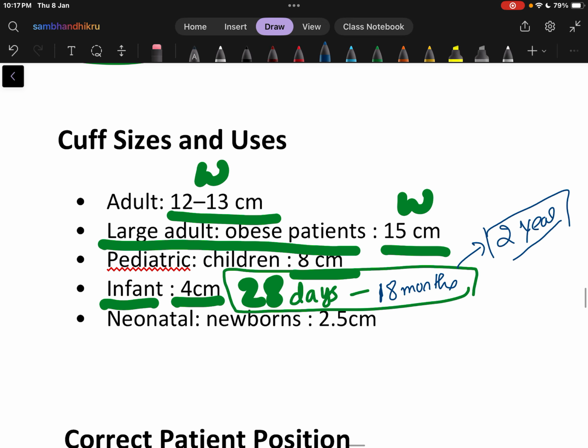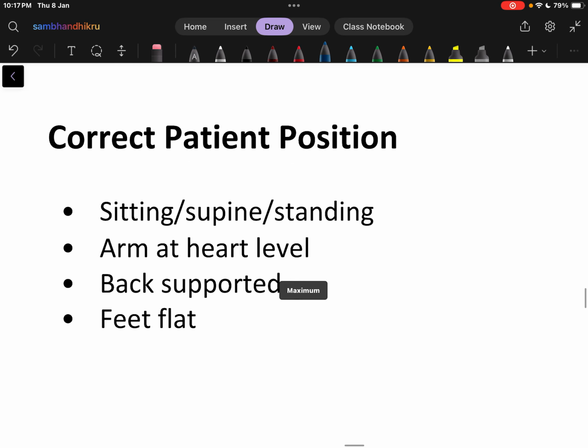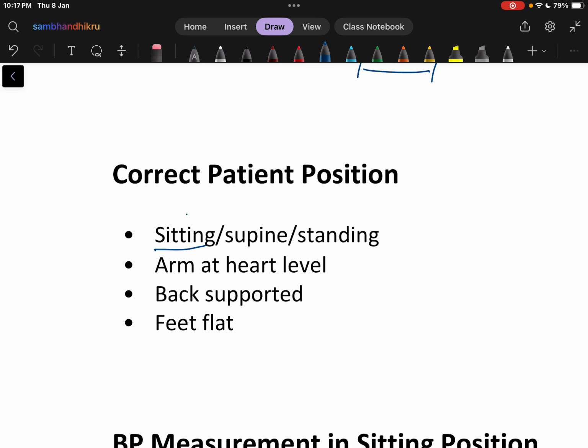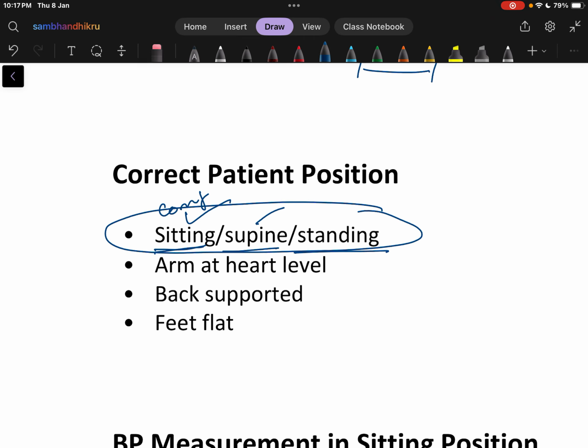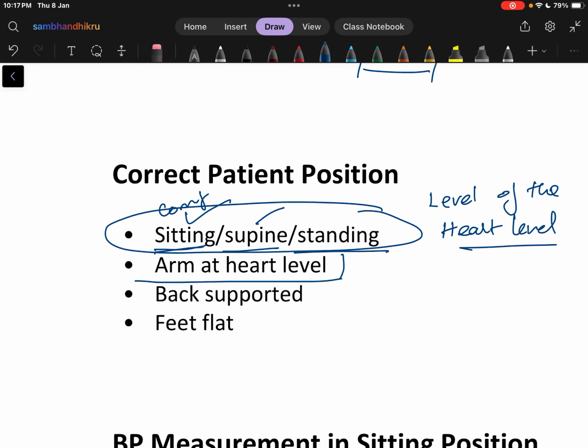Okay, so neonate is a 2.5 centimeter width of the cuff, right? Yes, correct. Patient position: sitting position you can give if the supine is contraindicated, or for the comfort of the patient. So supine, sitting position can be given, or standing also. Whatever the position is, the very important thing is the level of the sphygmomanometer should be heart level, or you can say chest level. Clear? Okay, arm at heart level.